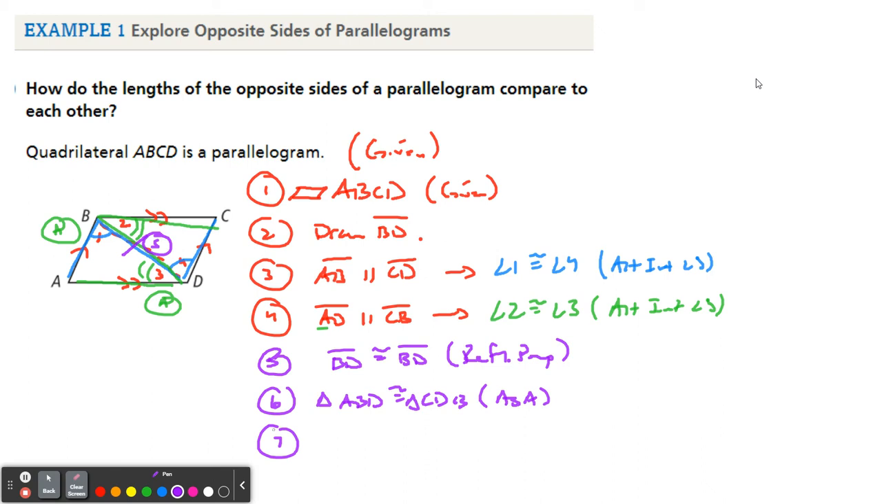And because of that, the opposite sides, which are corresponding parts, are congruent. So AB is congruent to CD, and AD is congruent to CB. And that's by CPCTC.